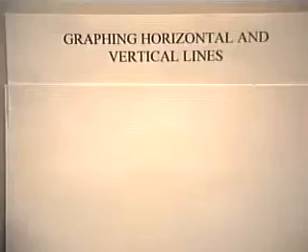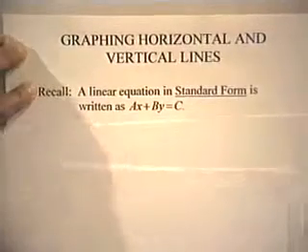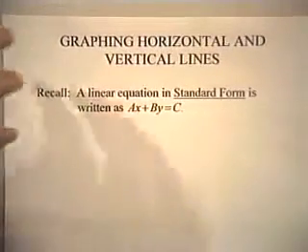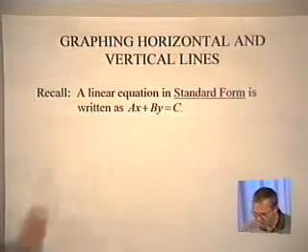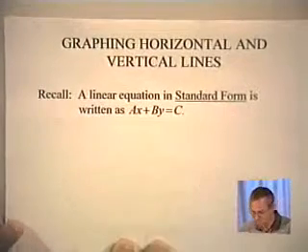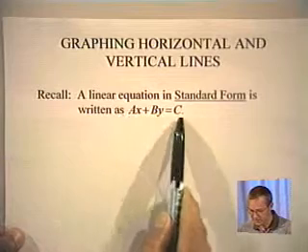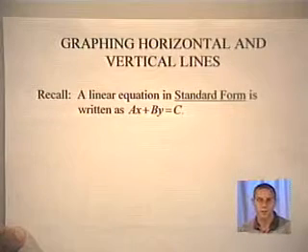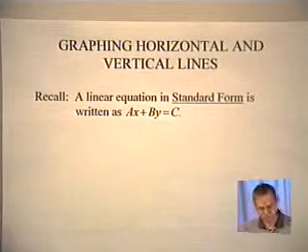Graphing horizontal and vertical lines. Let's go ahead and first recall a linear equation in standard form. A linear equation in standard form is written as ax plus by equals c. Now we've already learned how to graph a linear equation where a and b are both not equal to 0. And we did that by finding intercepts.